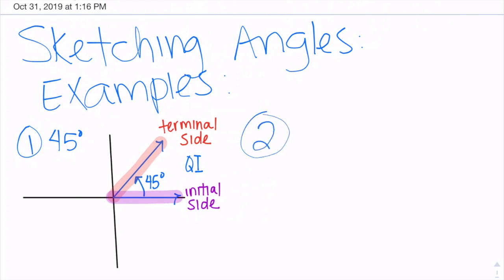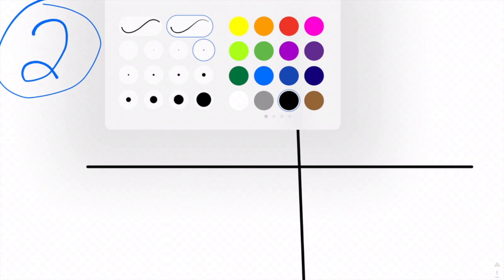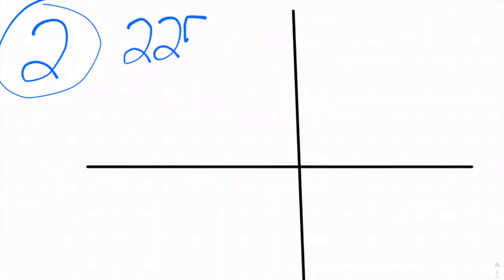Example 2, if we have a 225-degree angle, so if each quarter of this is 90 degrees, and because they create the 90-degree angles, that means to get to 225, we're going 180 degrees, and then 45 degrees more. So our terminal side is going to be right here. And then we always have our initial side over here.